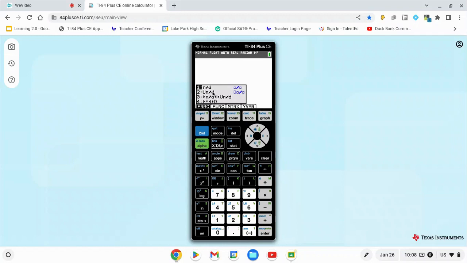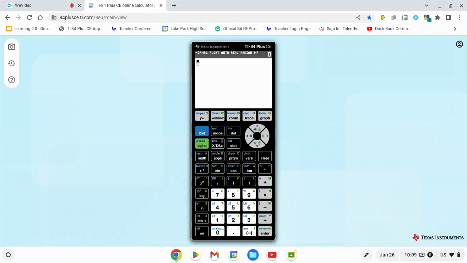So option number 1 is just if you want to type in any fraction. Option 2 is if you want to type in a mixed number. Option number 3 is if you want to convert from an improper fraction to a mixed number or vice versa. And so we're just going to select option number 1 because we're just typing in a fraction.